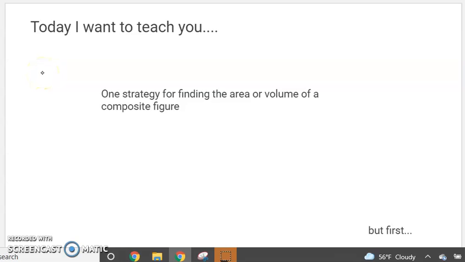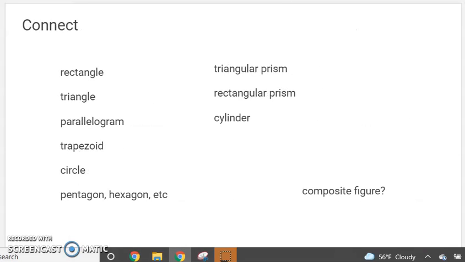Today I want to teach you one strategy for finding the area or the volume of a composite figure. So go ahead and make this the title of the next page in your math notebook. You've done that. Mark that page and close it up. All right, so some words here.